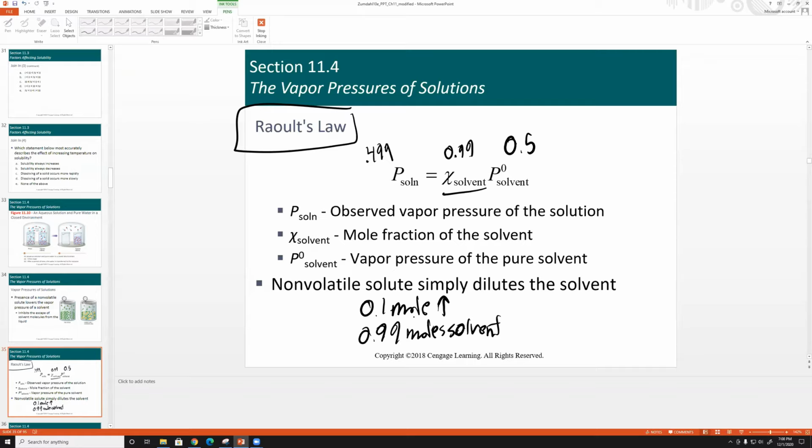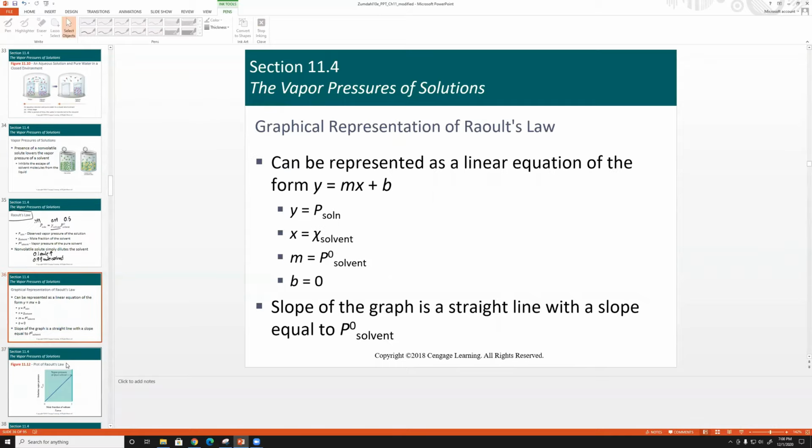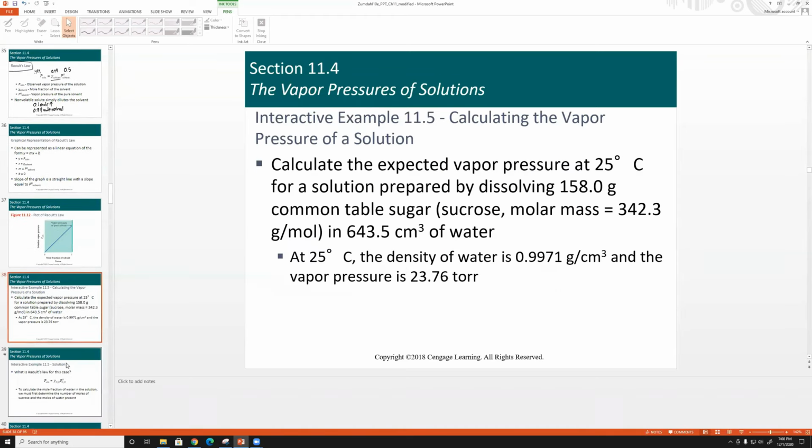Any questions on that? No? All right. Continuing. So we can represent it in a graph, whatever, not really that important.